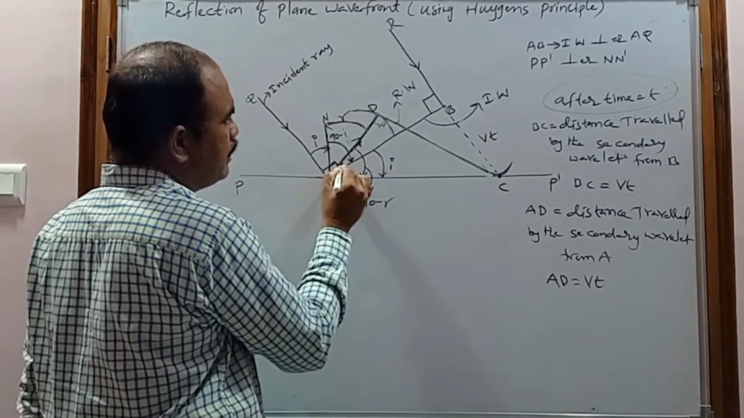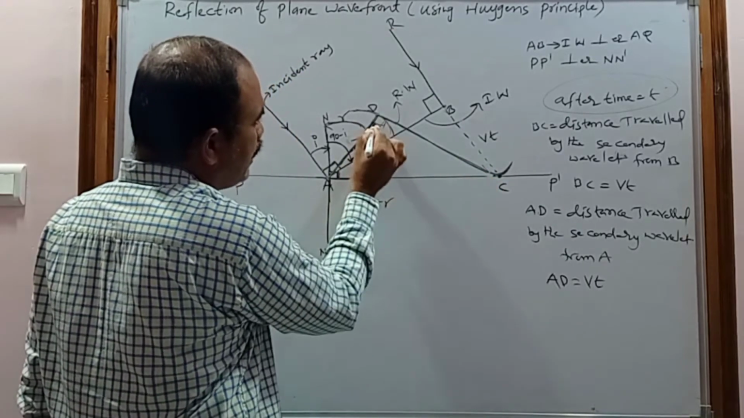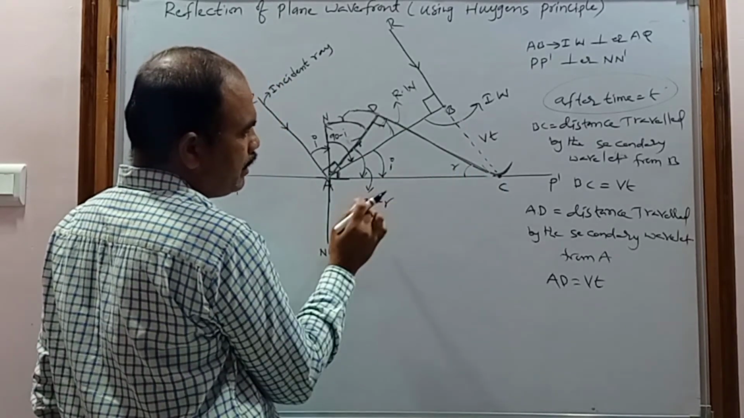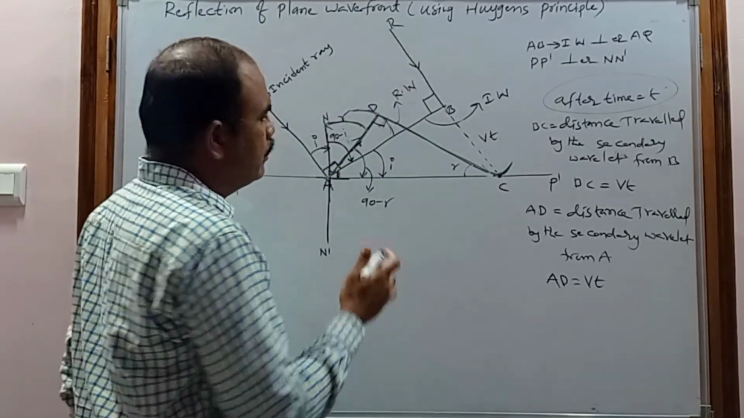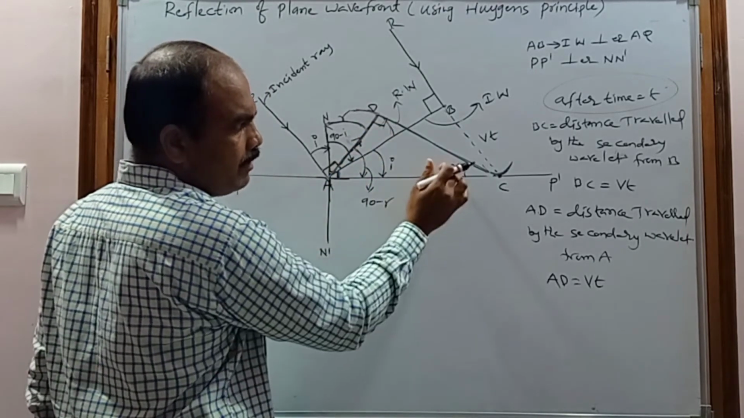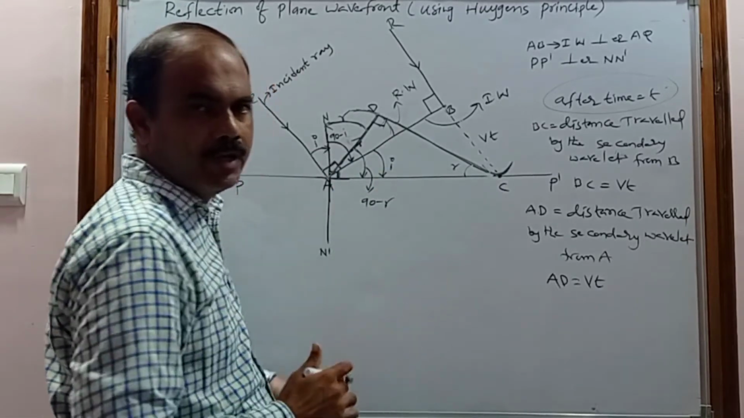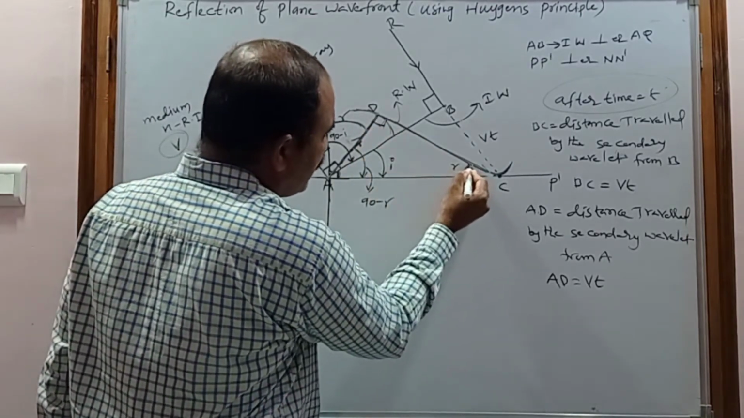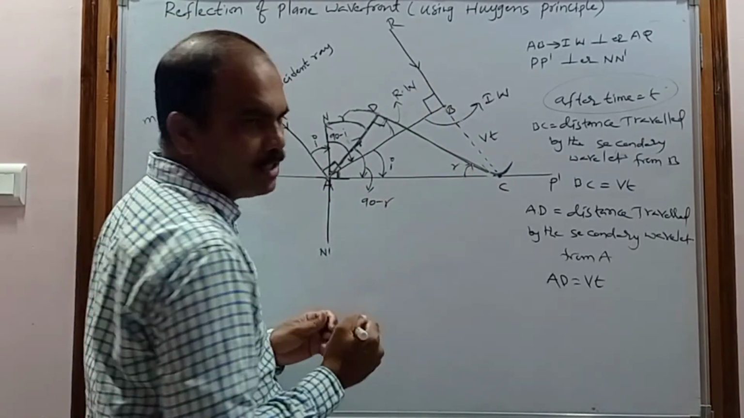If we take this triangle ADC again, this is 90 minus R and this is 90. Then this becomes R. R plus 90 minus R plus 90 gives a total of 180. So the sum of the internal angles in the triangle becomes 180. This reflected wavefront is reflecting with angle R with the surface.